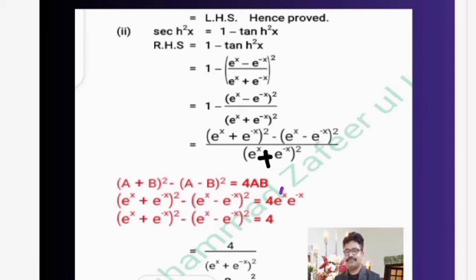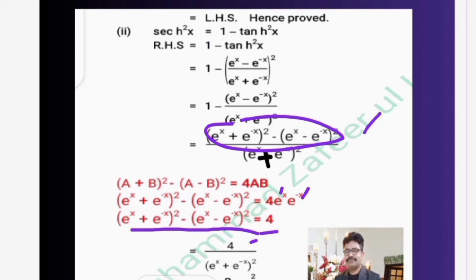As the base is the same, plus x and minus x will be cancelled, and e power 0 will be there, and e power 0 is equal to 1. So we have 4 left, that is the value of e power x plus e power minus x whole square minus e power x minus e power minus x whole square is 4. So we will put the value here, its value is 4, and divided by e power x plus e power minus x whole square will be written the same.